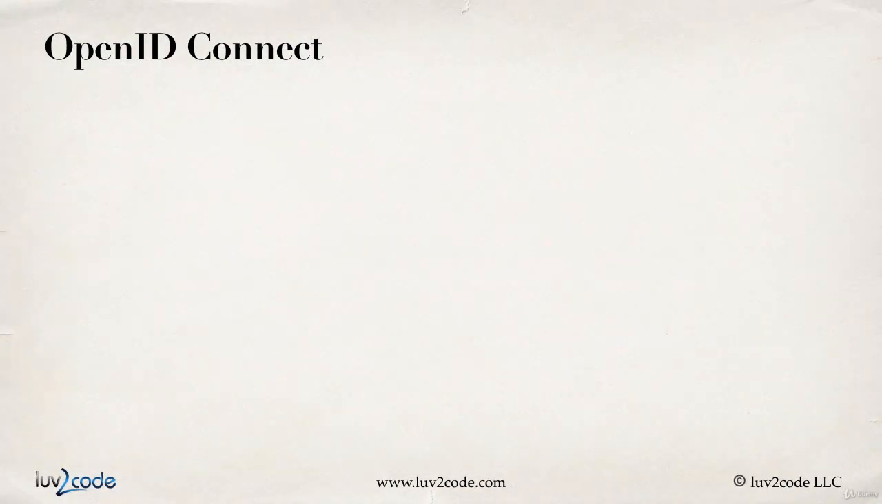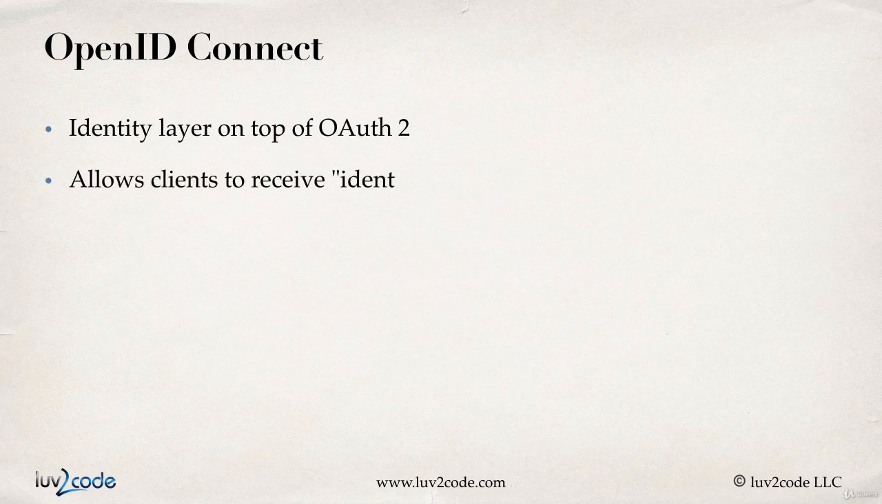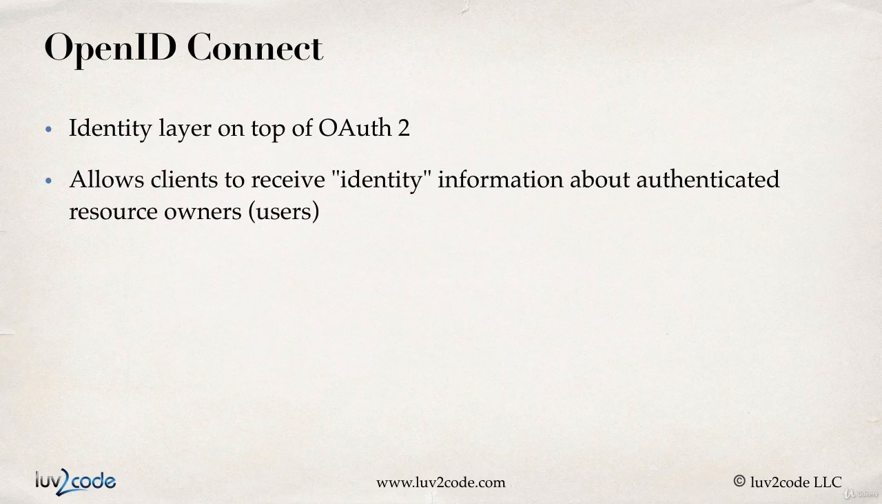So now we have OpenID Connect. OpenID Connect is an identity layer on top of OAuth 2. OAuth 2 really only provides support for authorization. OpenID Connect will allow you to have authentication. So basically this allows clients to receive identity information about authenticated resource owners or users. And so they'll provide a special ID token that has information about the user, their details, and anything else that's been published via the authorization server.